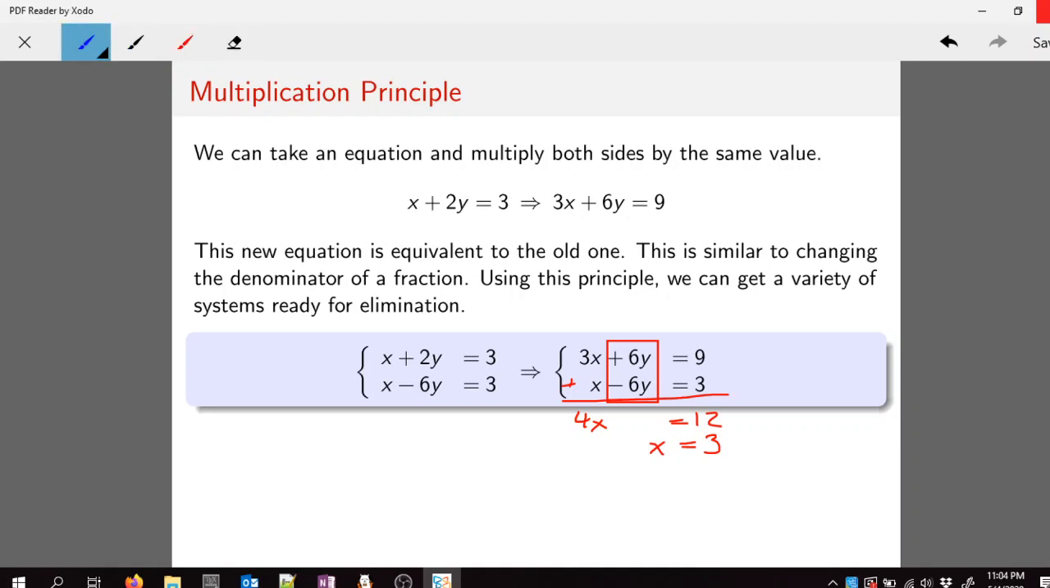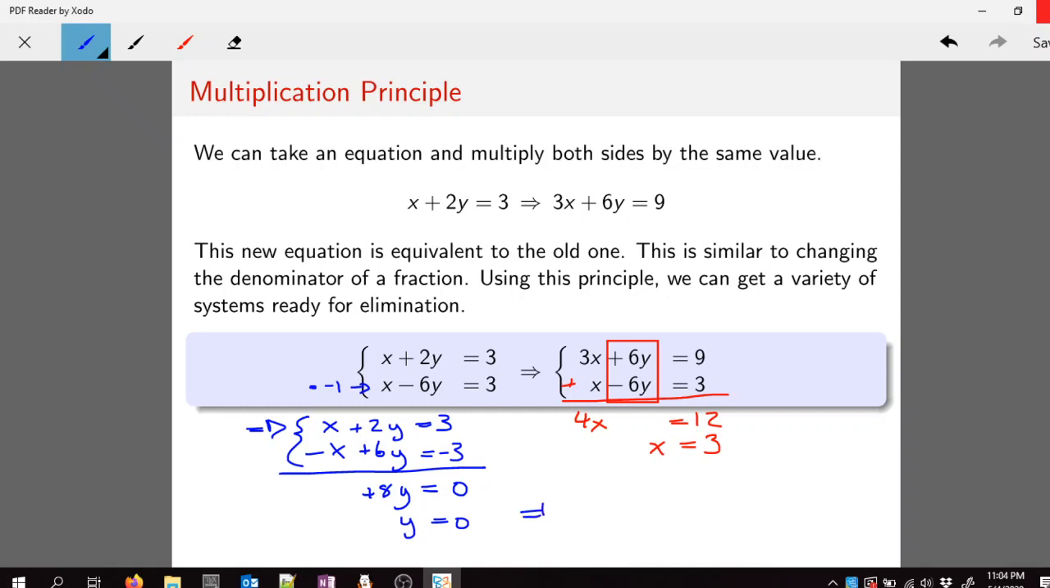The other thing that I could do is I could multiply this whole second equation by a negative 1. Then we'd have the same top equation, x plus 2y equals 3, but a new bottom equation, minus x plus 6y is equal to negative 3. And now, when I add these, I'll get 0x, 8y is equal to 0, so y is equal to 0. And my solution would be 3, 0.